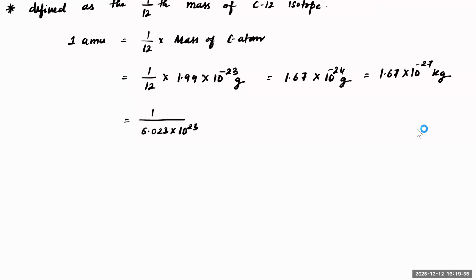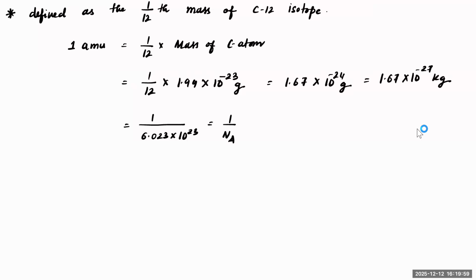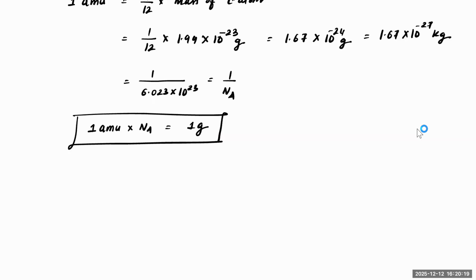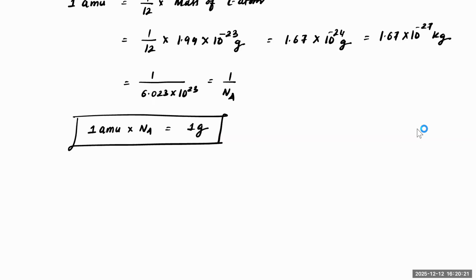In short, 1 AMU is also the reverse of Avogadro's number, isn't it? Because that is what we exactly did as the definition of mole, 12 by 1.99 into 10 raised to power of minus 23. Got it? Yes. So this relation is important, that 1 AMU multiplied by Avogadro's number will always fetch you 1 gram. This you should note.